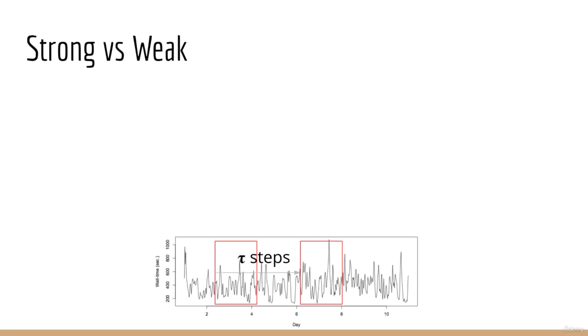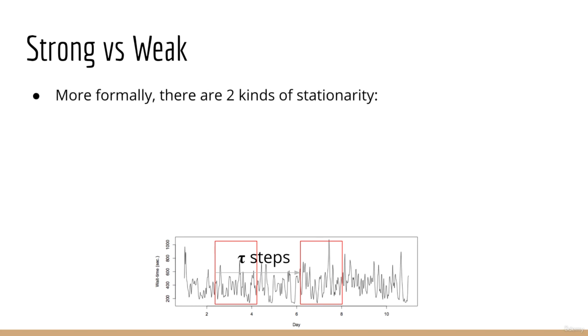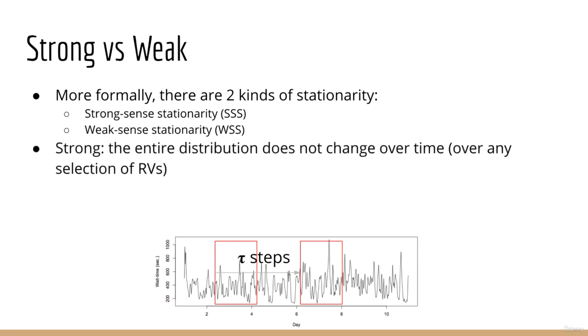Alright, so let's move on to the second, optional part of this lecture, where we discuss stationarity more in depth. So, what is stationarity? Previously, we've only discussed this concept informally, but now we are ready to be more exact. In fact, there are two kinds of stationarity, strong and weak. Strong stationarity means that the distribution of the random variables in your stochastic process does not change over time.